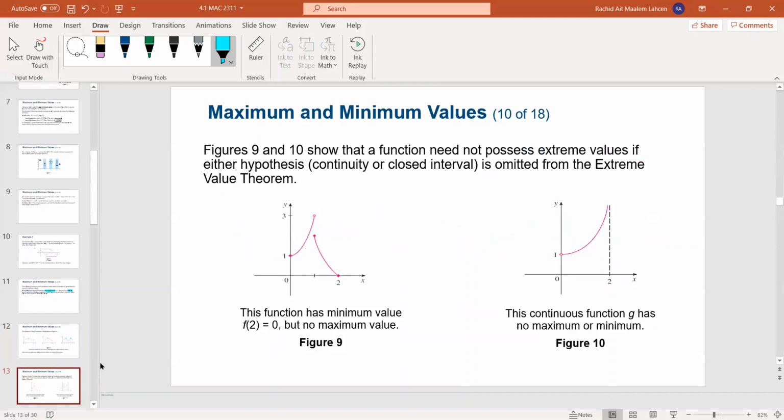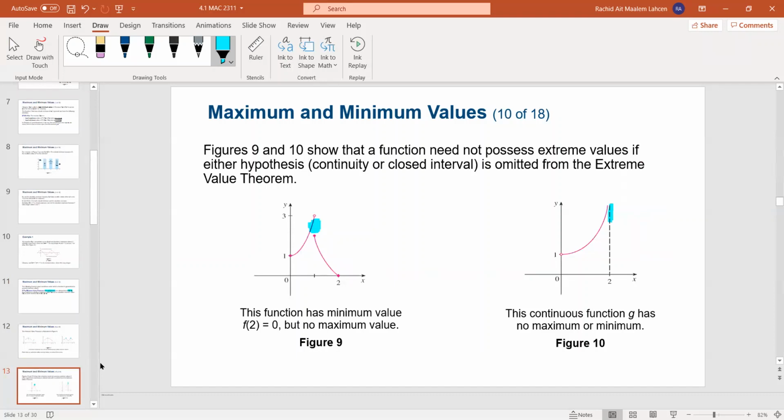So let's look at figures 9 and 10. Here, it's not continuous, right? This function is not continuous. So we cannot say anything about it. Also here we have that discontinuity of infinity. So figures 9 and 10 show that the function does not possess extreme values if either hypothesis is omitted from the extreme value theorem.